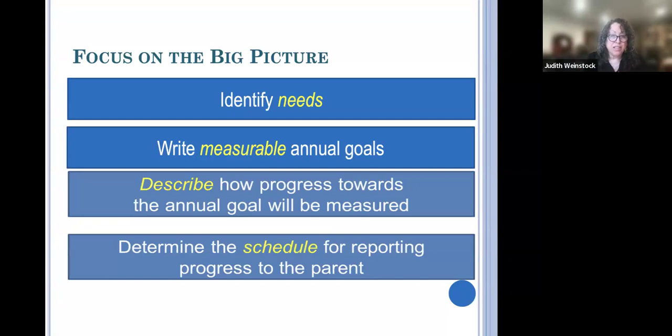What are their present levels? What do the assessments say? What are the recommendations as far as what the child's needs are? What's their disability? And then to write measurable annual goals. What goals are we setting forth that the child can achieve with the special instruction that's going to be provided, and how do we measure them? And describe the progress towards the annual goal and how it will be measured, which is what I just said. And then determine the schedule for reporting progress to the parent.